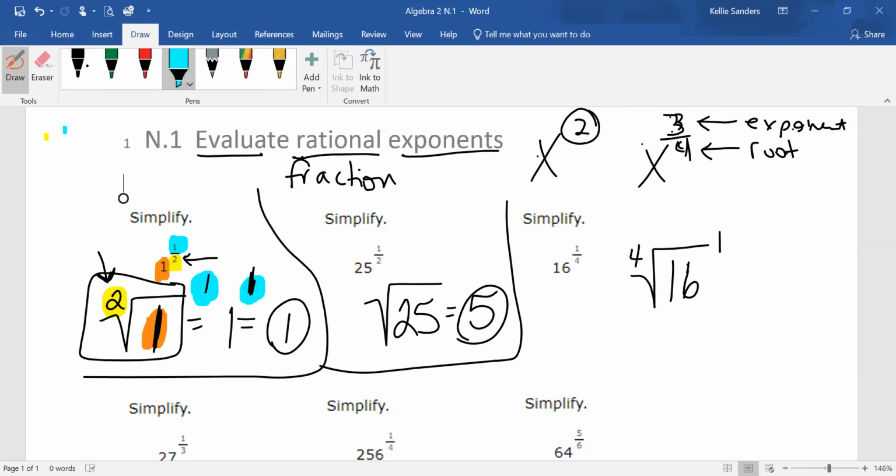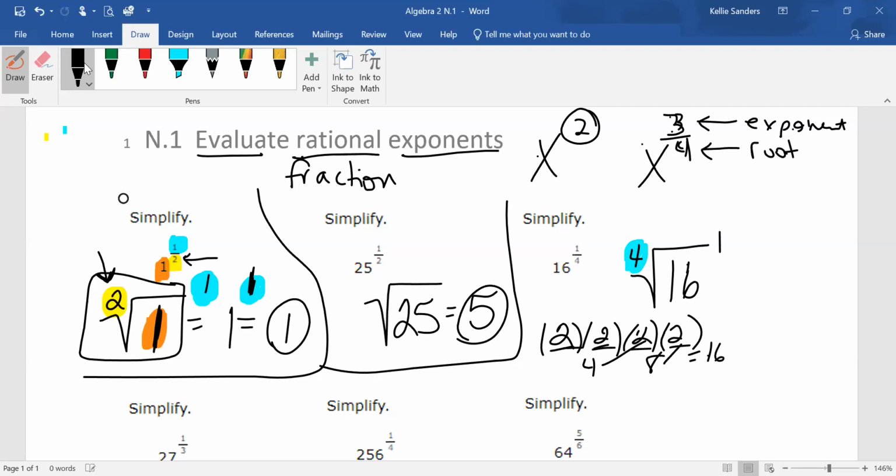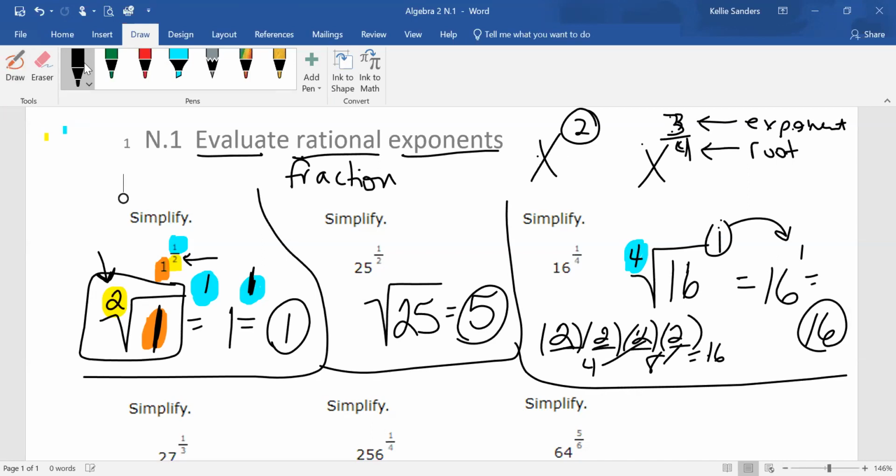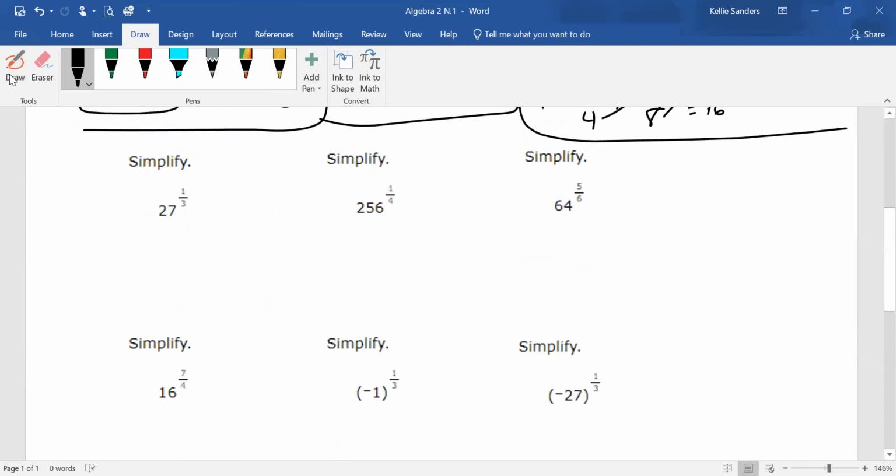Now, this one is asking what number, if you multiply it 4 times together, will give you 16. And that answer is 2, because 2 times 2 is 4, 2 times 2 is 8, and 8 times 2 is 16. So what do you have 4 of to multiply together to get 16? 2. And then don't forget your 1. 16 to the 1 is 16.